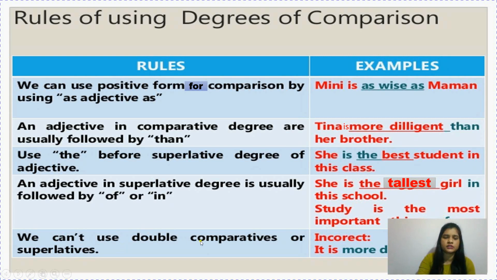Study is the most important thing of my life, of everyone's life, right? We can't use double comparatives or superlative degrees, children. Like it is more darker. Children, darker is already comparative. So we will not write here more darker. It is wrong. It is darker here.